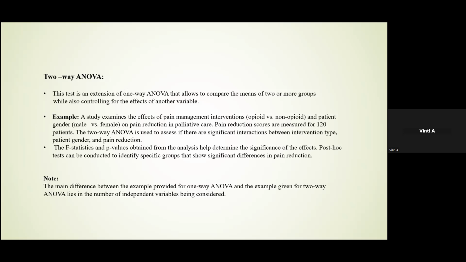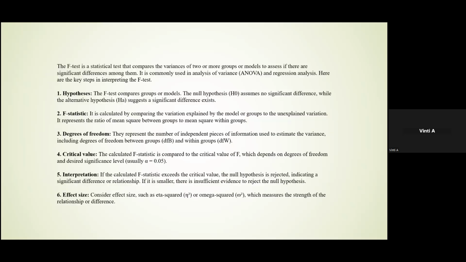If there is an interaction, then it gives you an indication that whether you give an opioid versus non-opioid to a male patient versus a female patient, there will be a slight variation, depending again on what happens. Okay.